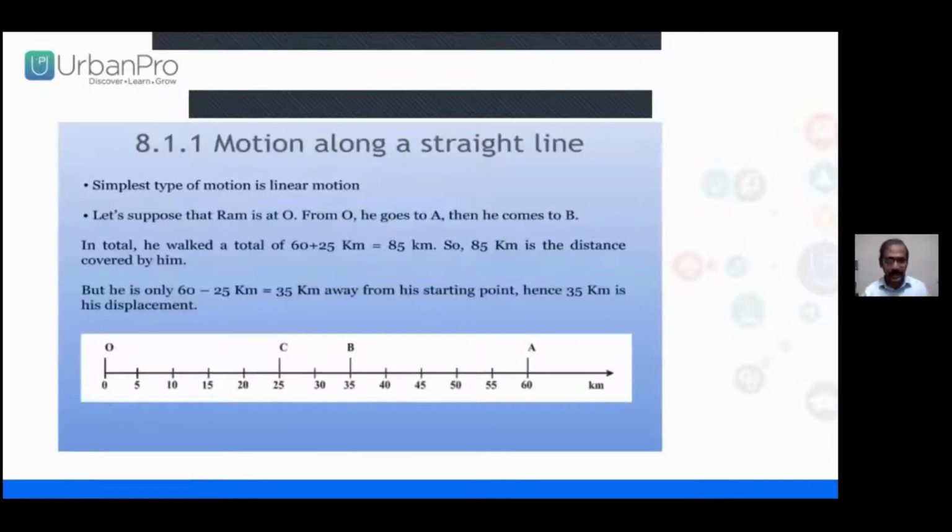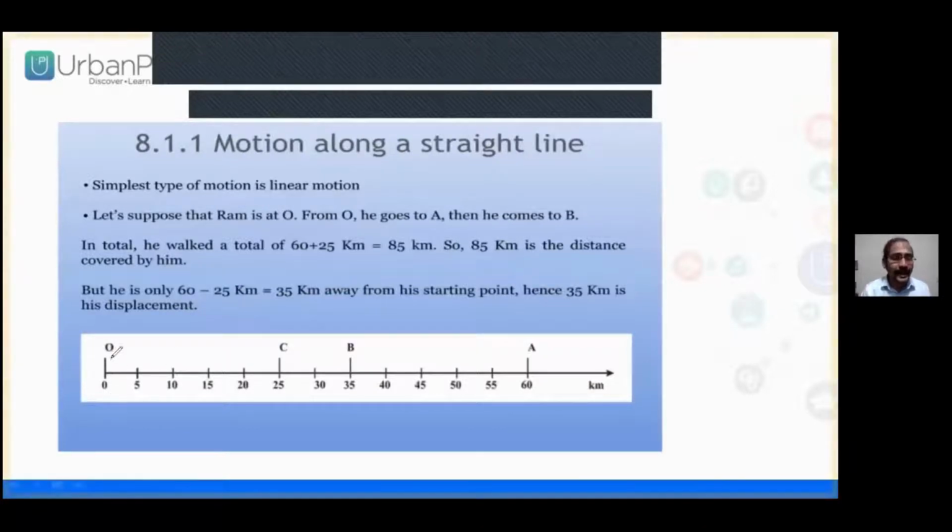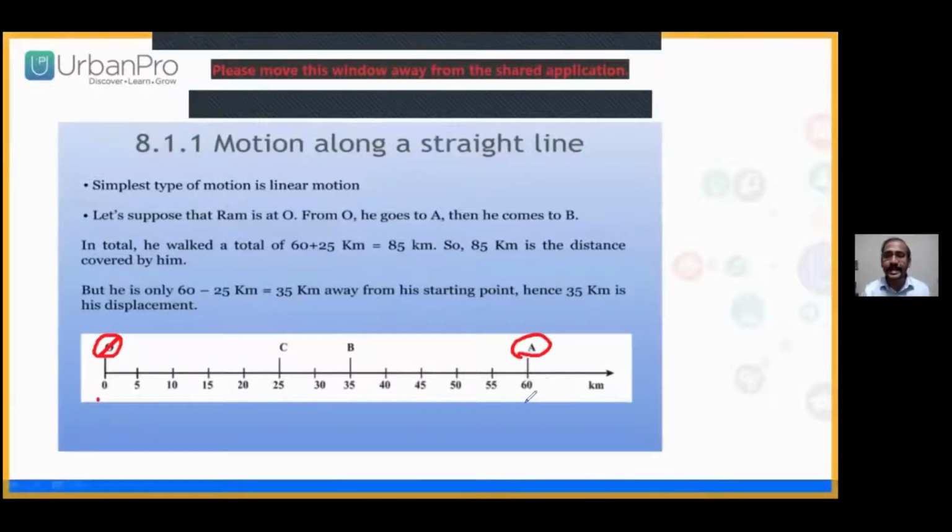Now, a small question for you. A person started from point O, that is at 0 kilometers. He came to point A, having traveled 60 kilometers. Then after, he reached point B and point C. Now the question is, what is the total distance traveled by the person? Which means 0 to A point, how much is it? 60 kilometers.